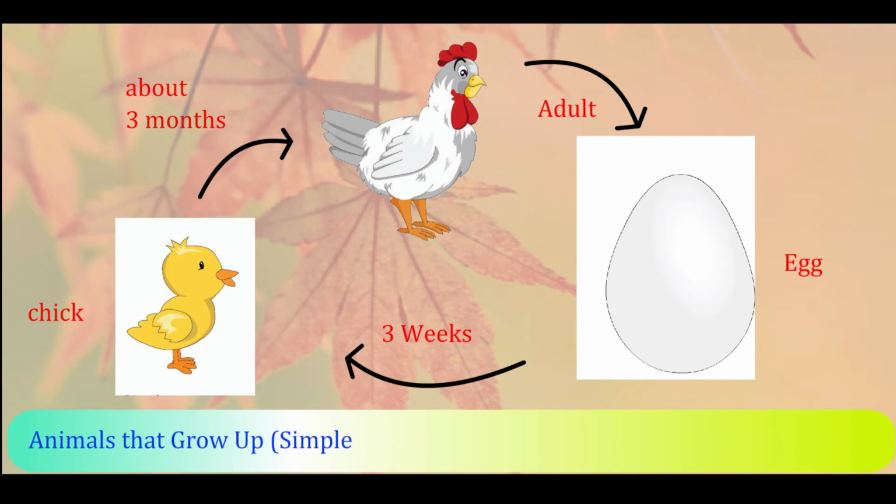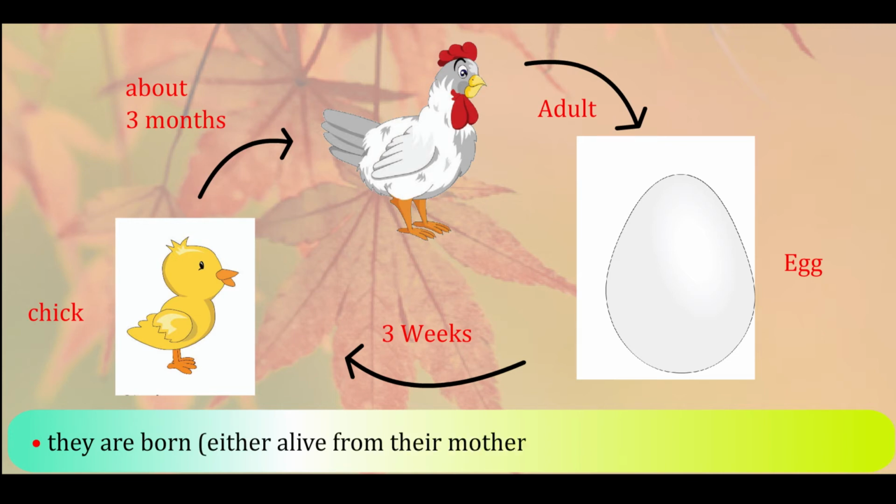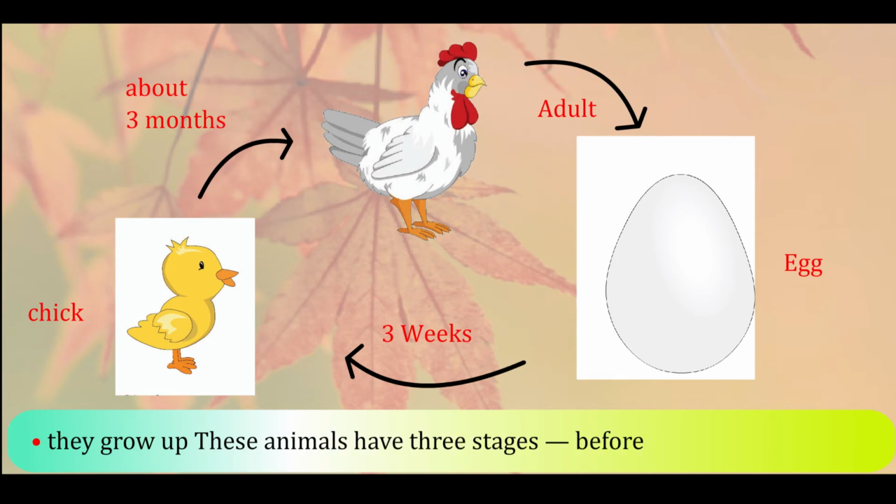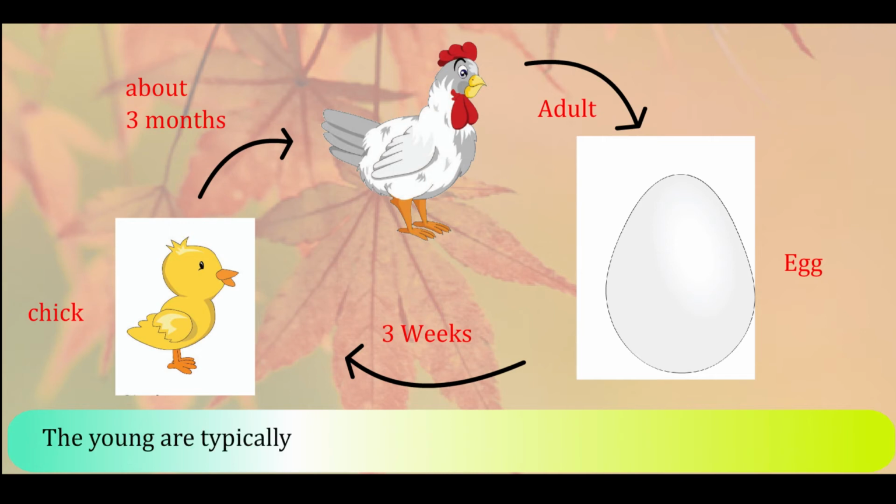Animals that grow up. Simple life cycle. Most animals, including fish, mammals, reptiles, and birds, have very simple life cycles. They are born either alive from their mother or hatched from eggs. They grow up. These animals have 3 stages: before birth, young, and adult. The young are typically similar to the parent, just smaller. The young slowly grow to become adults.